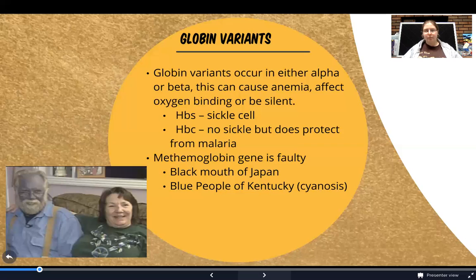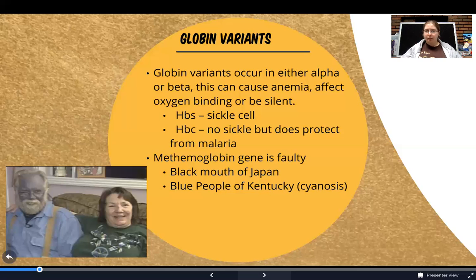One example is black mouth of Japan. So one variant of this causes a darker pigment on the inside of the mouth, so like the lips, the teeth, the gums, the tongue. It all ends up being of much darker pigment, almost black.